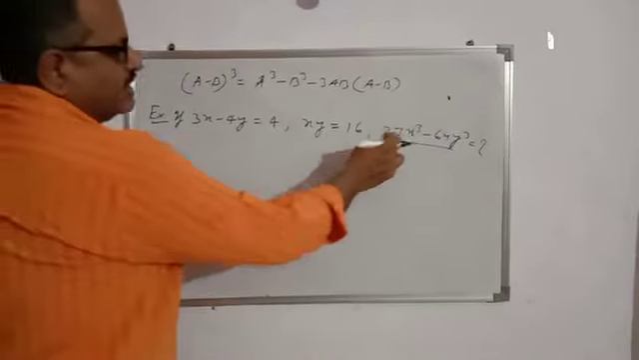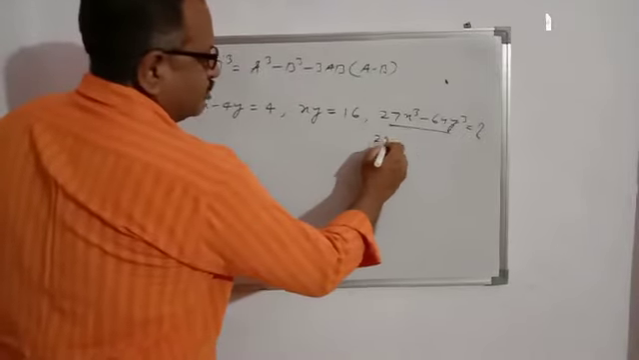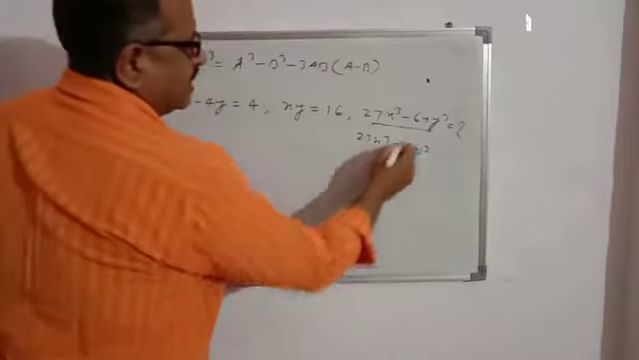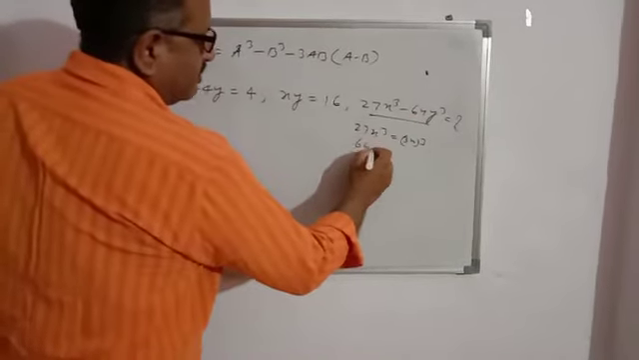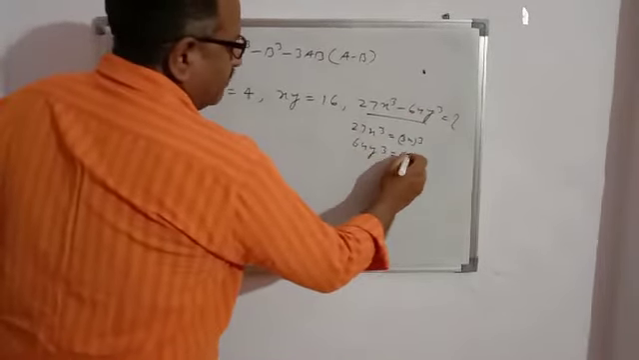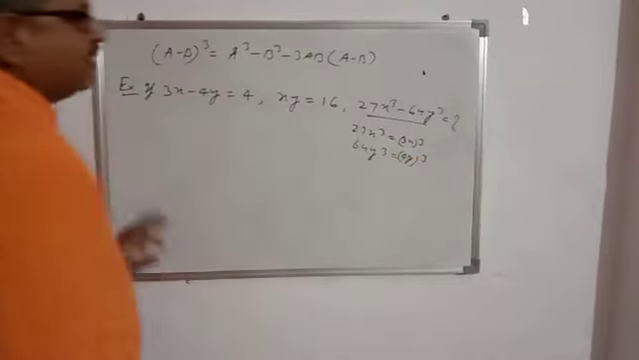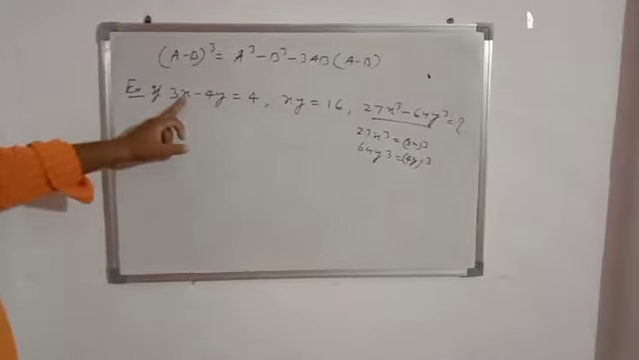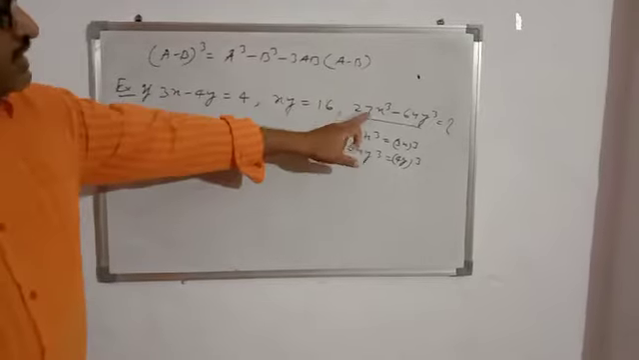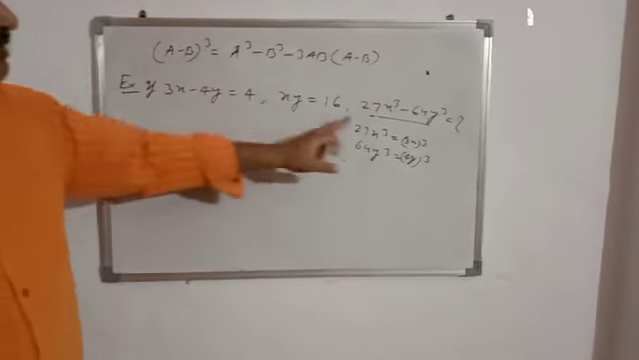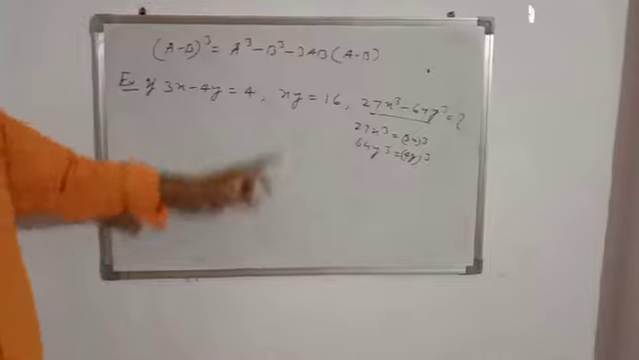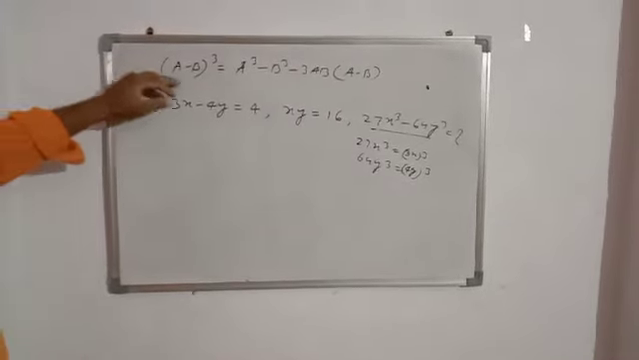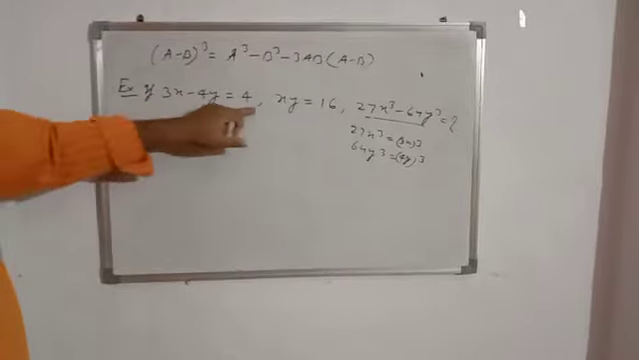How will we get 27x cube? 27x cube is the cube of 3x, and 64y cube is the cube of 4y. It means if we take the cube on both the sides, (3x) whole cube, we will get 27x cube. (4y) whole cube, we will get 64y cube, and the value of xy is also given. So we can apply the above identity, cubing on both the sides.